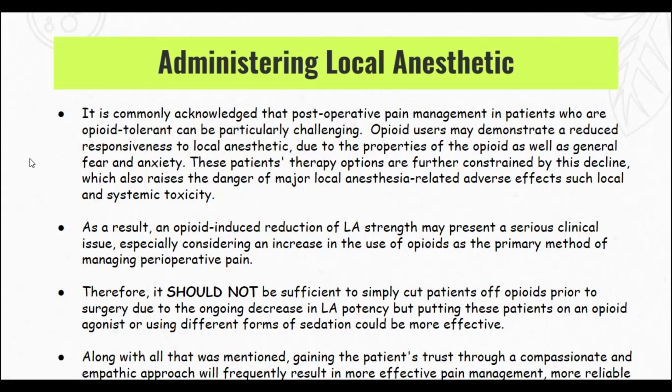Along with all that was mentioned, gaining the patient's trust through a compassionate and empathic approach will frequently result in more effective pain management, more reliable attendance, and an overall effective treatment.